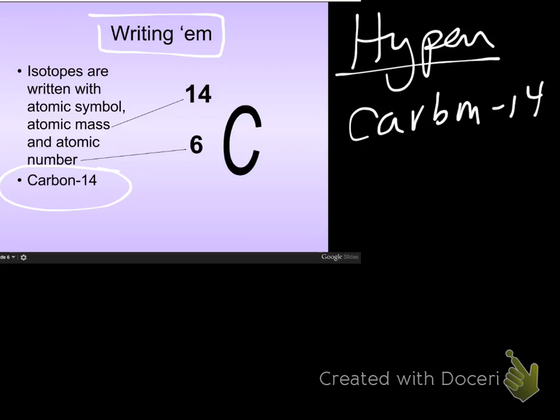Carbon 14, cobalt 60. So for an isotope of lead with an atomic mass of 207, how would you write that? Lead 207.